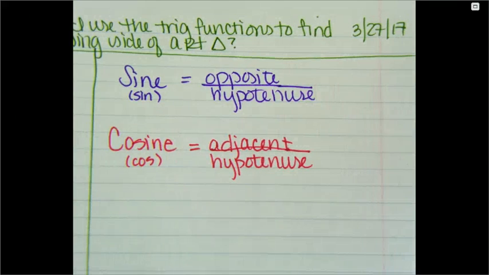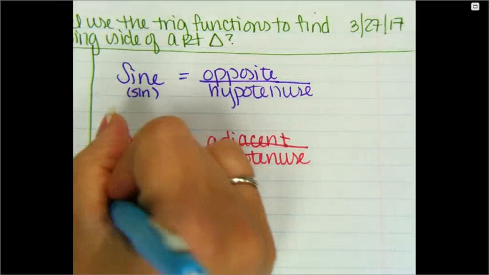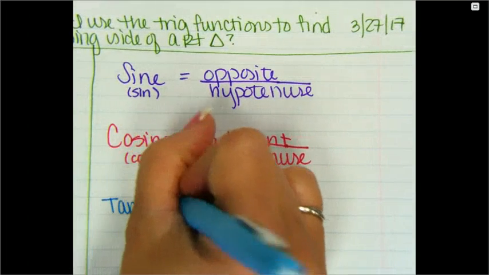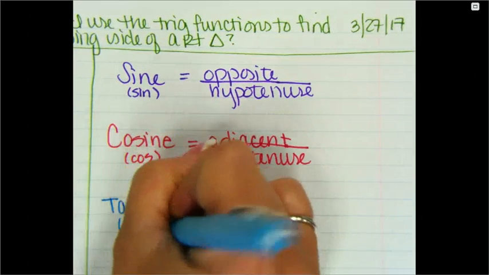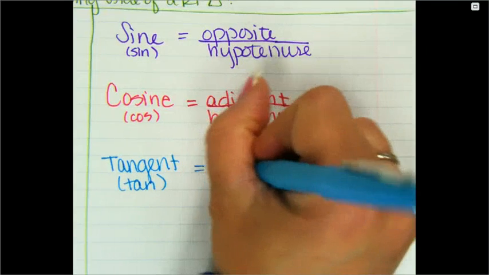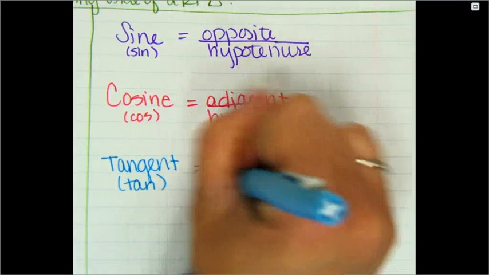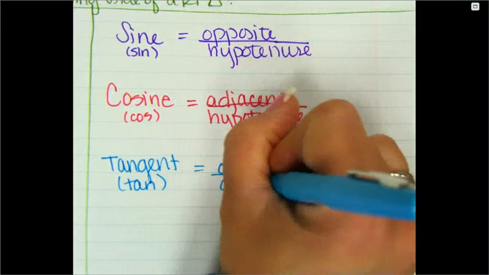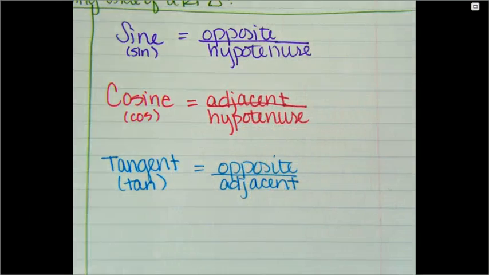Got it? And the last one is tangent, which we abbreviate as TAN, which is still tangent. Opposite over adjacent.